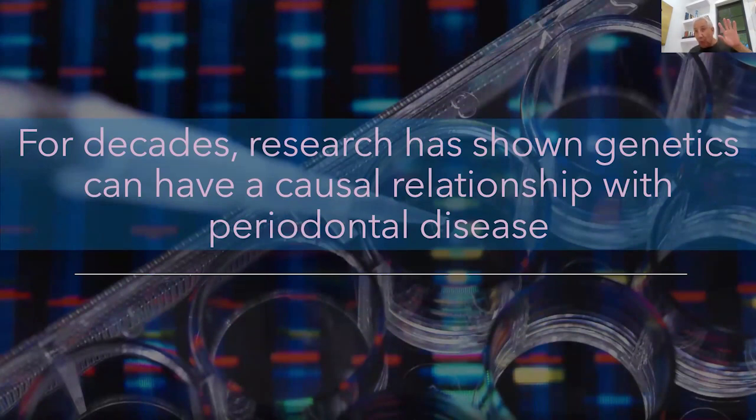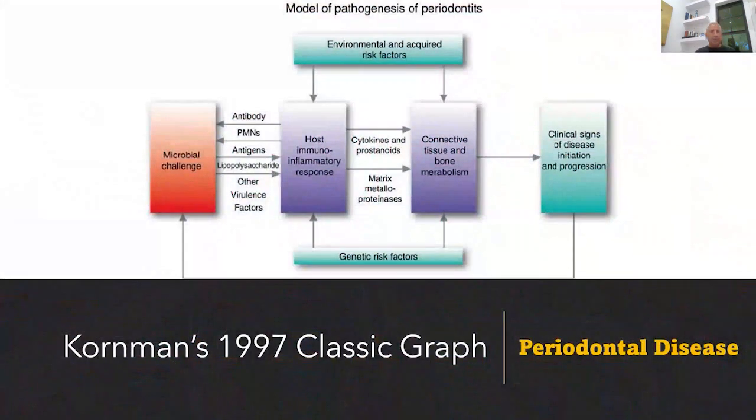So we're going to go back about 27 years to Kornman. And Kornman showed that if you have a microbial challenge, the initial challenge, how the host responds by releasing antibodies and PMNs can often be dictated by the environment and acquired risk factors along with genetics. And those genetic, environmental, and acquired risk factors can also affect how the connective tissue and bone metabolism really work together in fighting off this disease.